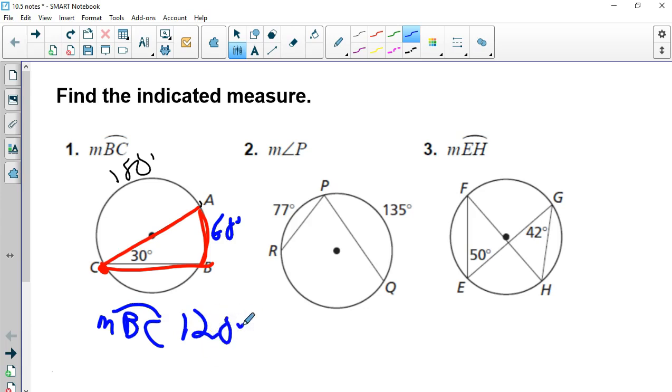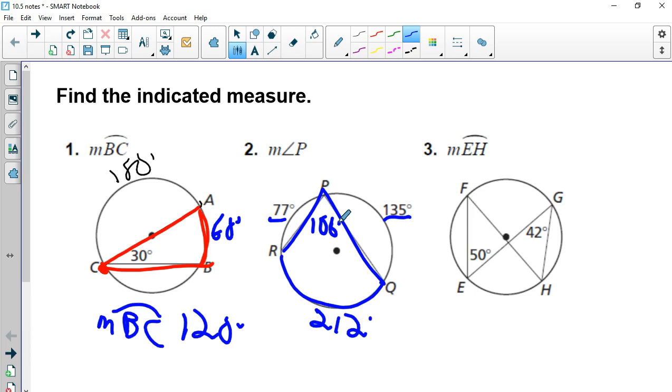All right? Similar concept here. This arc is formed by RPQ. So what we need to do is add these two together, subtract from 360, and find out that this is 212. Since it's not coming from the center and P is on the circle, the angle is half of that, which is 106 degrees.